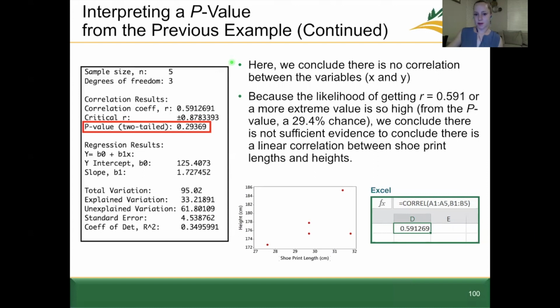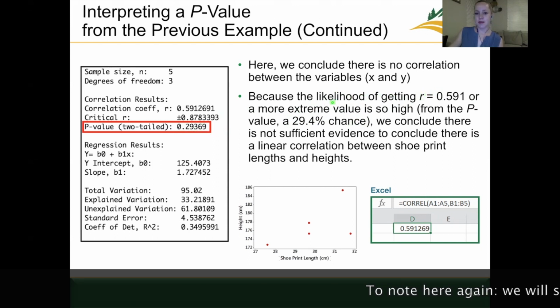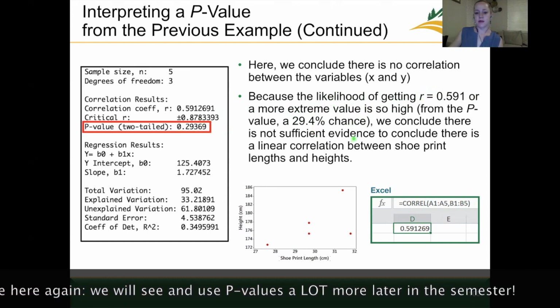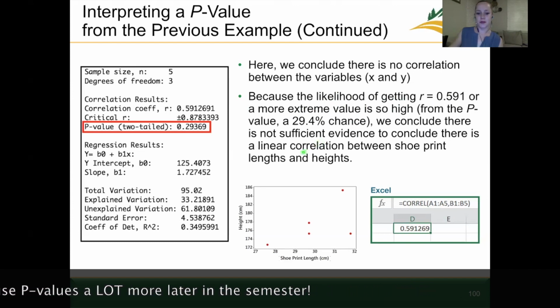To put this in other words again, the likelihood of getting R equal to 0.591, or even a more extreme value, such as 1, is so high, because we determined our p-value is 0.29369. If we convert that into a percentage, what that's really telling us is we have a 29.4% chance of obtaining this R value, or even one higher, simply by chance and not by true statistical significance. So we conclude there is not sufficient evidence to point to a linear correlation between shoe print lengths and heights.